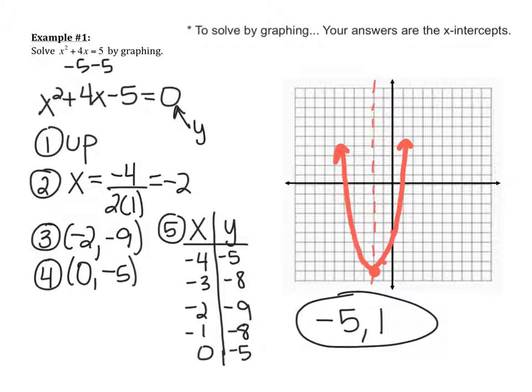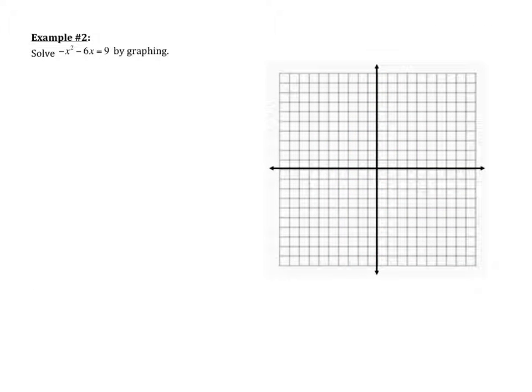So once again, in order to solve by graphing, just graph your parabola like we have been doing with the 5 steps, and then your answers are the x-intercepts because that is where y equals 0. Let's look at one more example. So again, it says solve negative x squared minus 6x equals 9 by graphing.